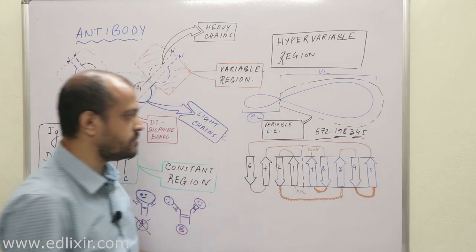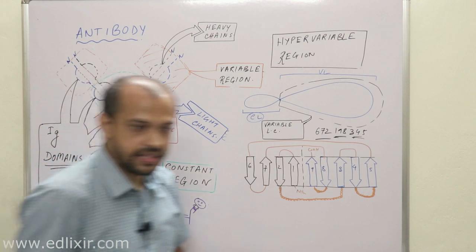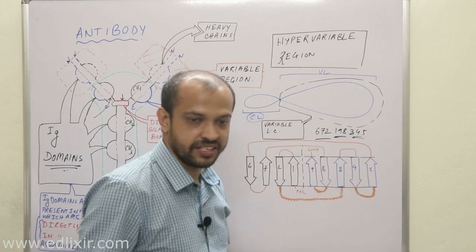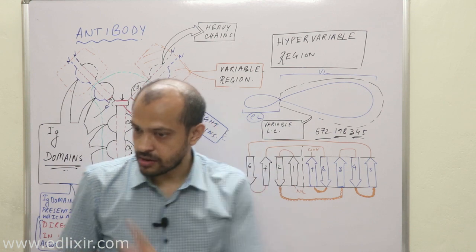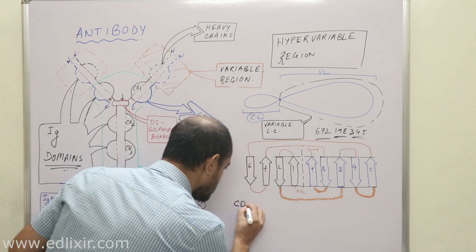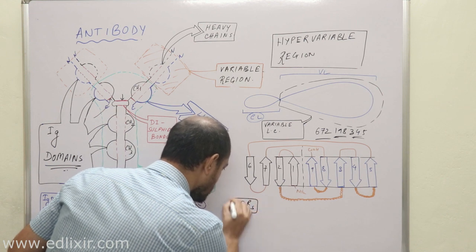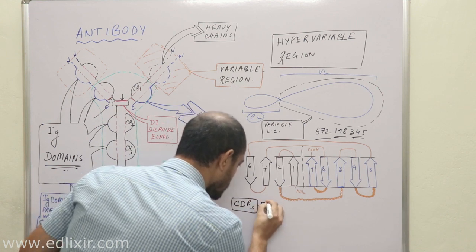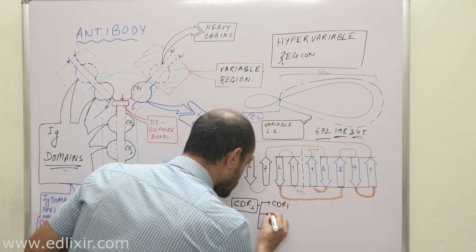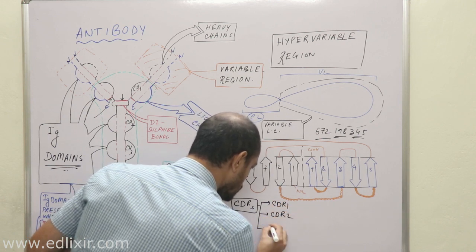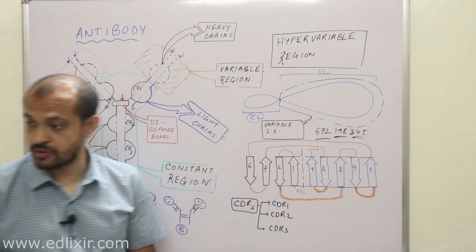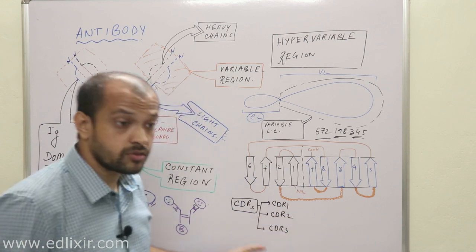Now listen, so what are complementarity determining regions? They are nothing but the loops which are coming out of the beta pleated sheets. Clear? Now listen with all your attention. So there are 3 CDRs, right? CDR1, CDR2, CDR3.